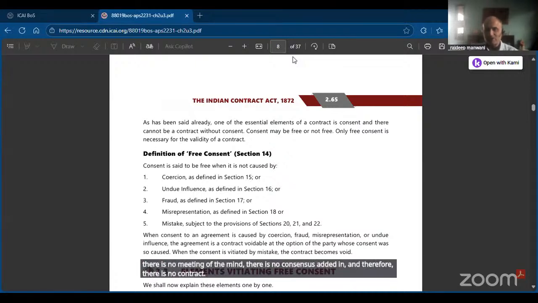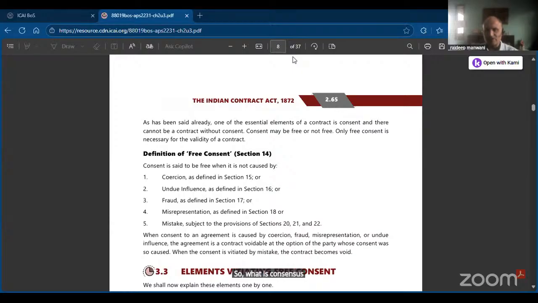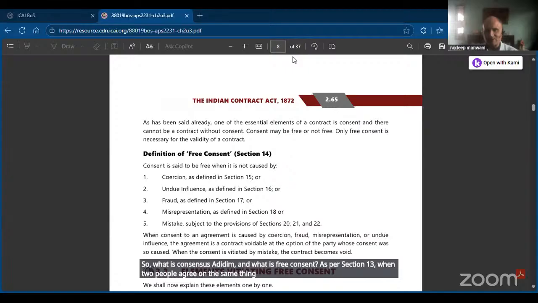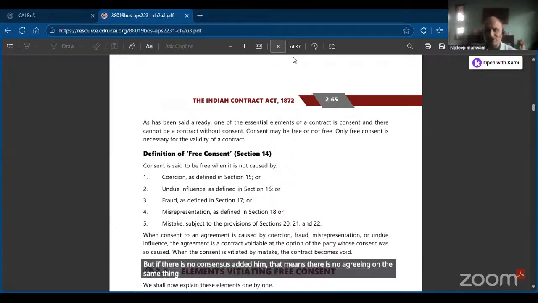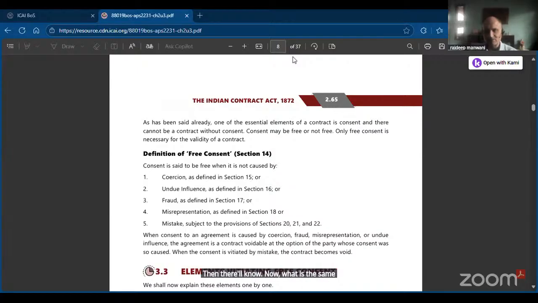So, what is consensus ad idem and what is free consent? As per section 13, when two people agree on the same thing in the same sense, then there is consensus ad idem, there's meeting of the mind, and the contract is valid. But if there is no consensus ad idem, that means there is no agreeing on the same thing in the same sense, then there is no contract. Now, what is the same thing and same sense, sir?